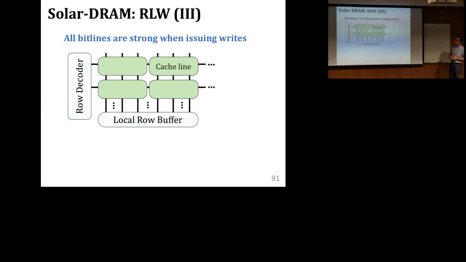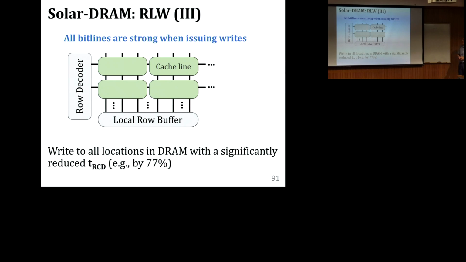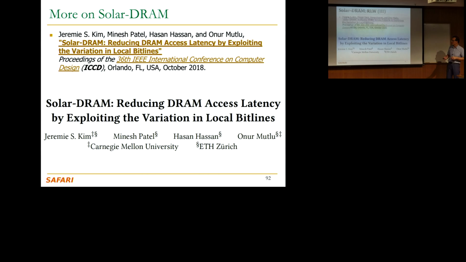Okay, the last one is, as I said, very simple. It's the simplest one, perhaps. All bit lines are strong when issuing writes. There's no weak bit line in a sense. So you write to all locations in DRAM with a significantly reduced tRCD. Basically, for all writes, you reduce the tRCD. I think this is kind of obvious in hindsight. It's amazing that it's not done yet, but I think it will be done. Okay, so that's the most recent work that was presented yesterday by Jeremy.